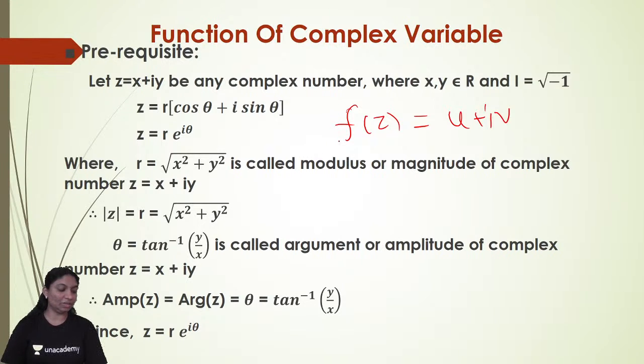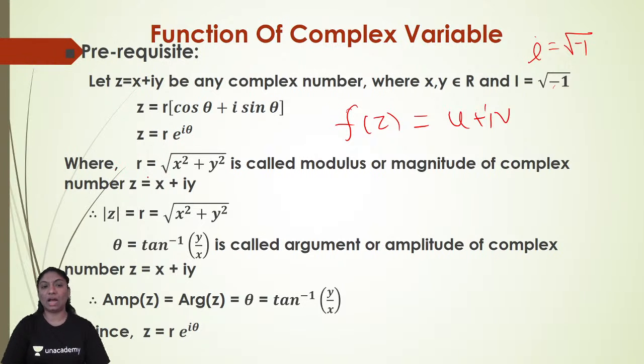Now let z is equal to r e raised to i theta, where z is equal to x plus iy is any complex number, where x and y belong to R, and i is equal to root of -1. In polar form you can write this complex number as z is equal to r into cos theta plus i sin theta. But cos theta plus i sin theta is nothing but e raised to i theta.